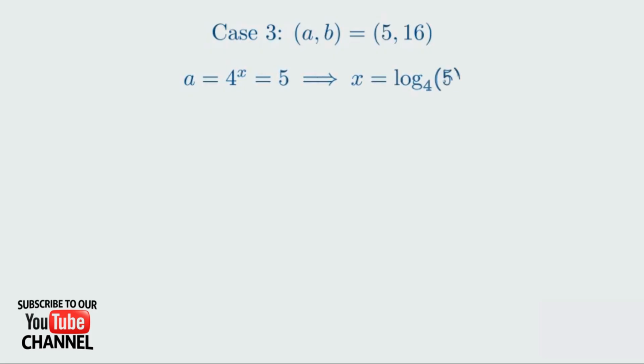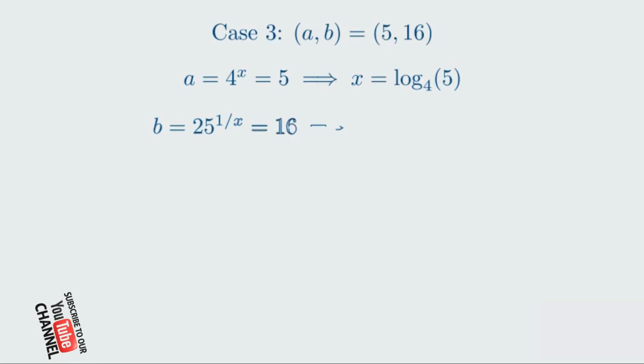Let's go back and re-evaluate the case a, b = 5, 16 and solve for x from that. We had a = 4^x = 5, which gives x = log base 4 of 5. This is correct. And b = 25^(1/x) = 16. This gives us 1/x = log base 25 of 16. Are these two values of x the same? We must check this for consistency.